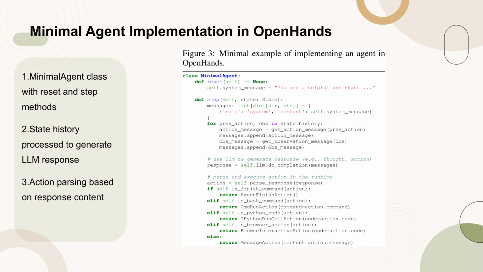Figure 3 illustrates a minimal example of implementing an agent within the OpenHands framework. The minimal agent class includes a reset method to initialize the system message and a step method to process the current state. The step method iterates through the state's history, appending action and observation messages to generate a response using the LLM. The response is then parsed to determine and execute the appropriate action, such as running a bash command, executing Python code, or performing a browser action.